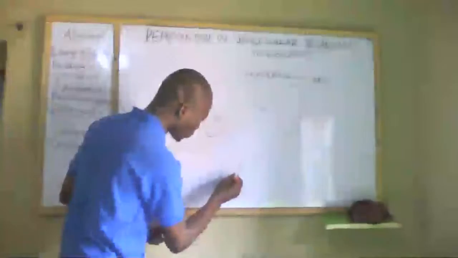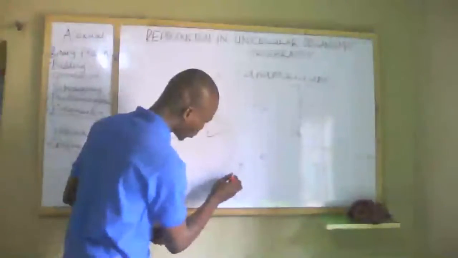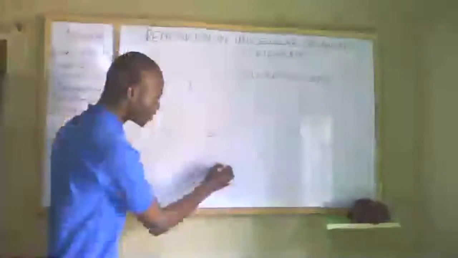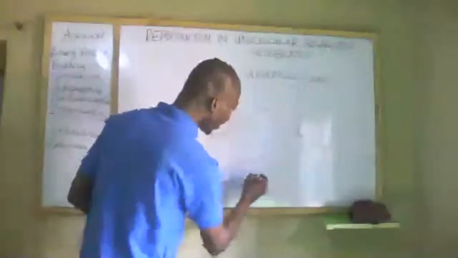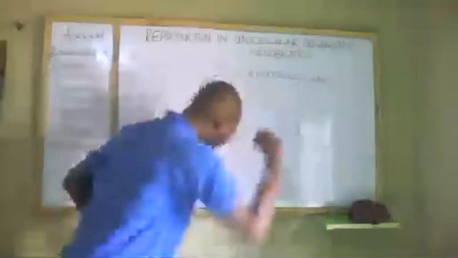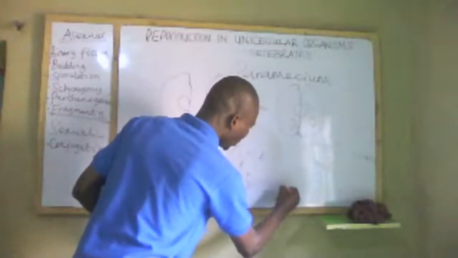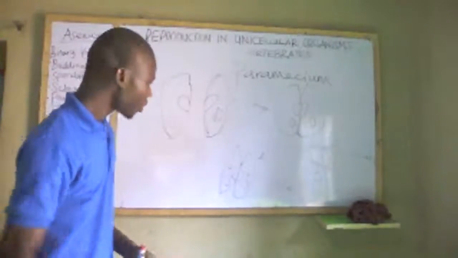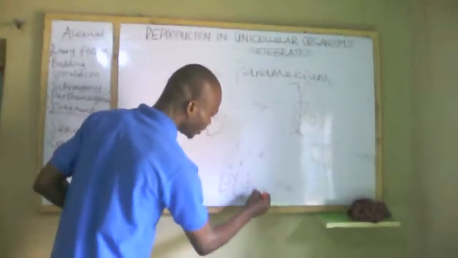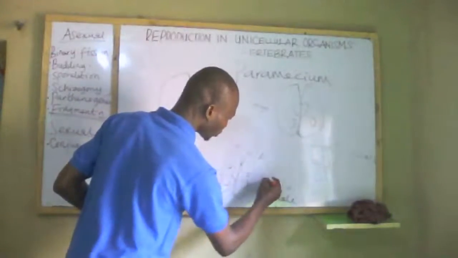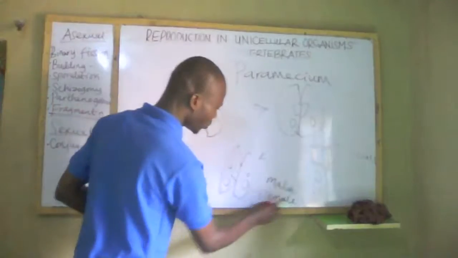This is the oral groove of the two. Now, we have the micronucleus dividing unequally. You can see this is unequal division. This one is small. The same thing applies to this one. Now, out of the two, the small one represents the male nucleus, while the big one represents the female nucleus.